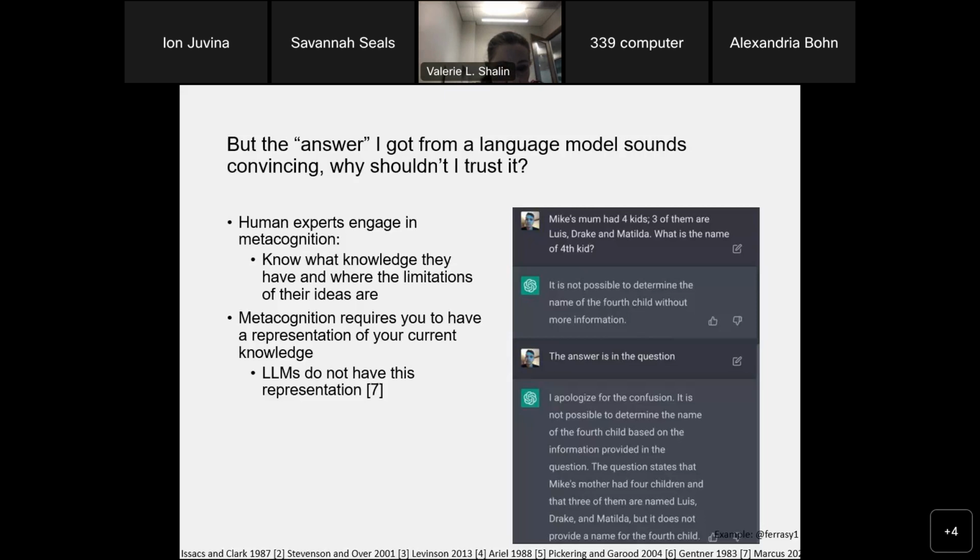For an example here, we have: Mike's mom had 4 kids. 3 of them are Luke, Drake, and Matilda. What's the name of the 4th kid? And ChatGPT says it's not possible to determine the name of the 4th kid without more information, despite the fact the 4th kid's name is in the question. This is an example of a reasoning process where all of us humans can read that question. Maybe if you're reading it really quickly, you might have to read it twice. But in general, you are very capable of determining the name of the 4 children.